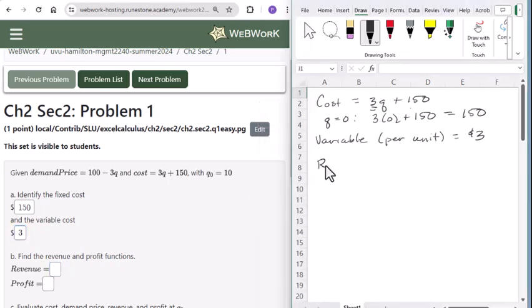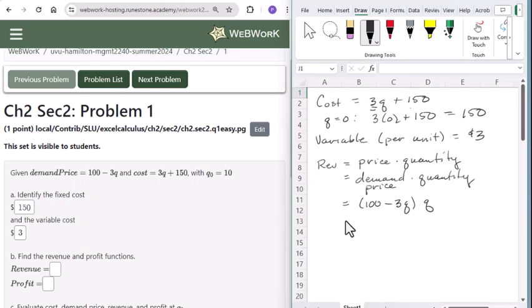Revenue function. Okay, revenue is the price that customers pay times the quantity that they buy. And the price is found from the demand function. So the demand price, or the selling price, the customer price, times the number of units. In this case, the demand price is 100 minus 3Q, so we'll substitute that in, times the quantity, which makes the revenue function 100Q minus 3Q squared.